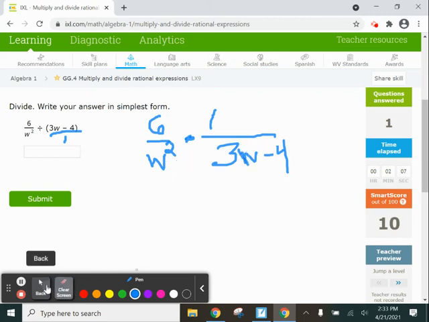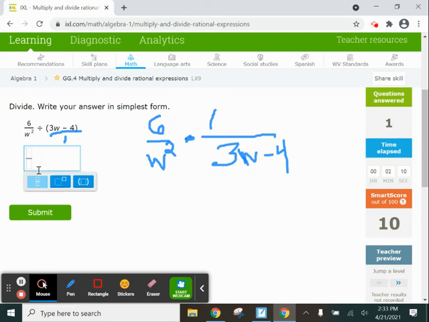So you'd multiply your 6 and your 1, which would give you a 6 on the top. On the bottom, the w squared times the 3w is 3w cubed. W squared times minus 4 is negative 4w squared. And that would be your final answer.